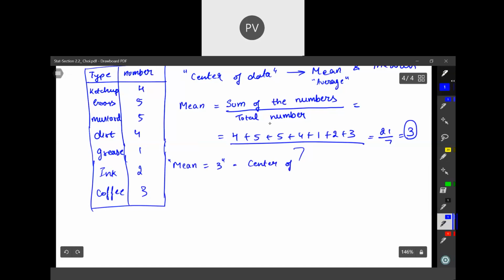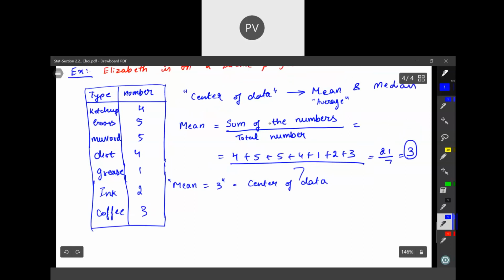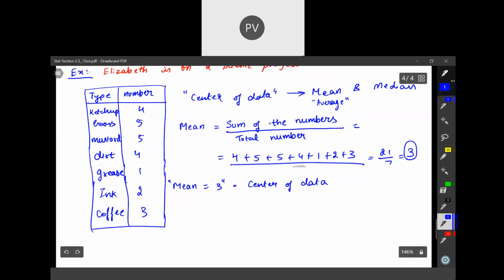Now, what if I get the center of data as 3? What does that say? This says that on an average, the bleach will effectively remove the stain 3 out of 5 times. Out of 5 times, it will remove the stain effectively 3 times. So this is what you wanted to know, and this is why the center of data is very useful.